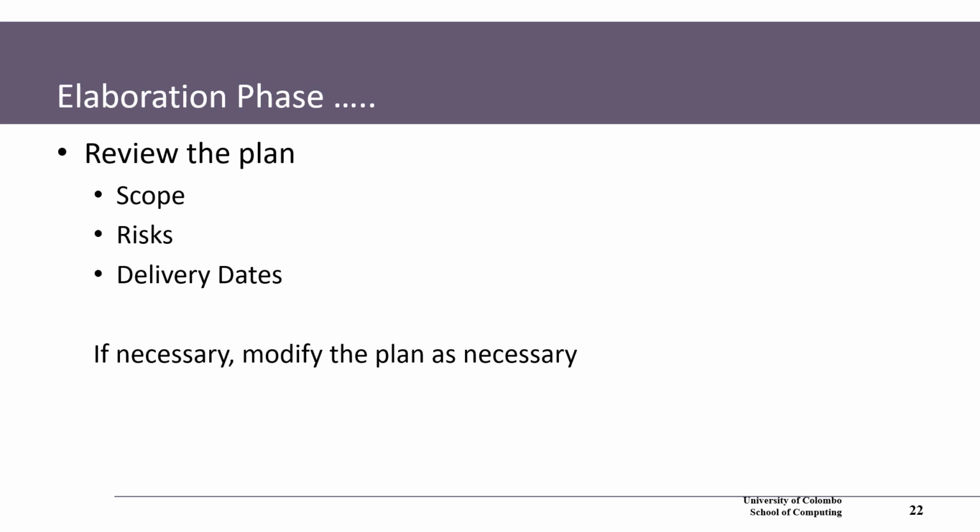Some more things about the elaboration phase: review the plan, the scope, risk, and delivery dates. Those things have to be specified. If necessary, modify the plan as necessary.